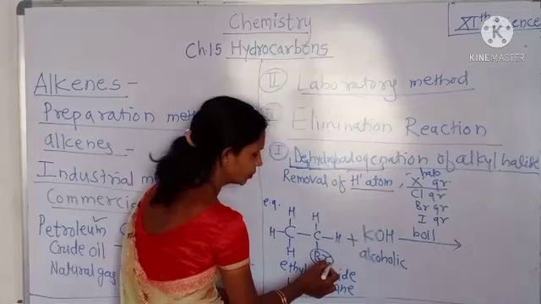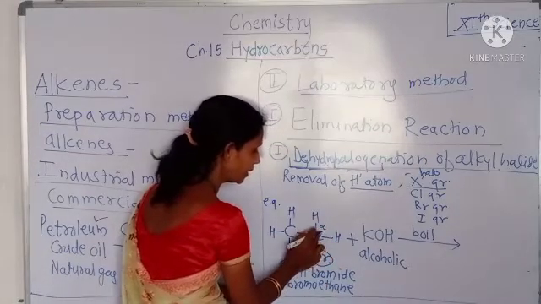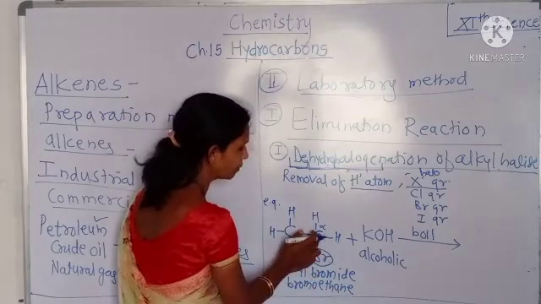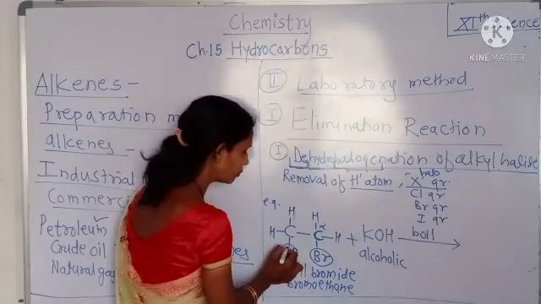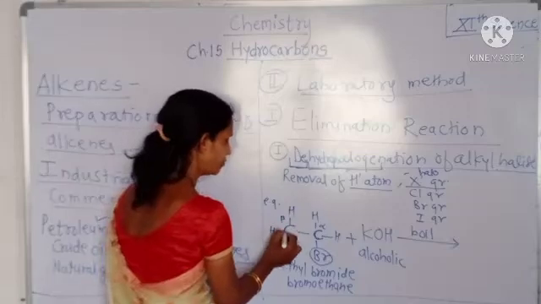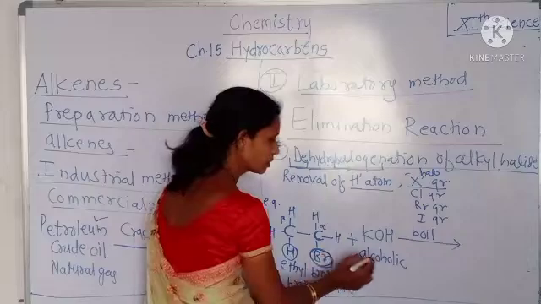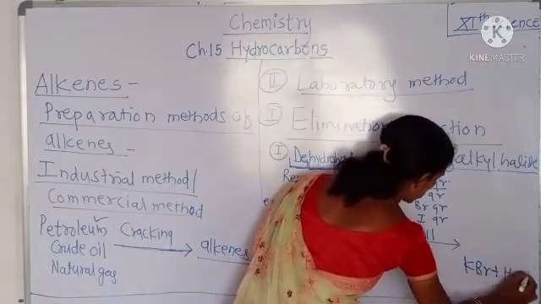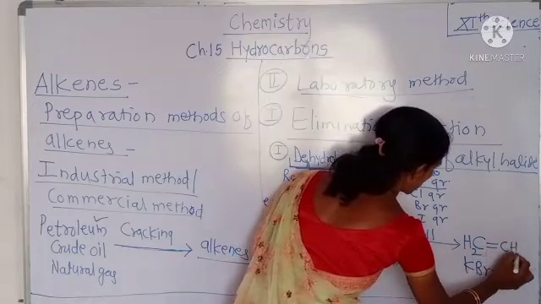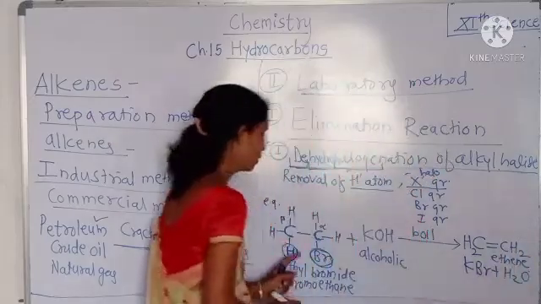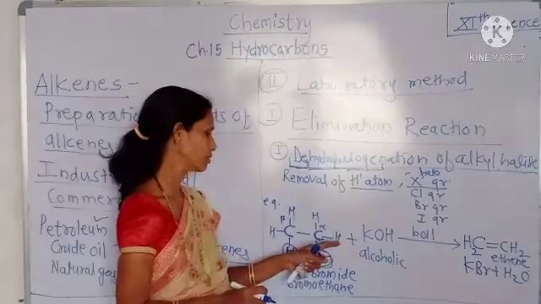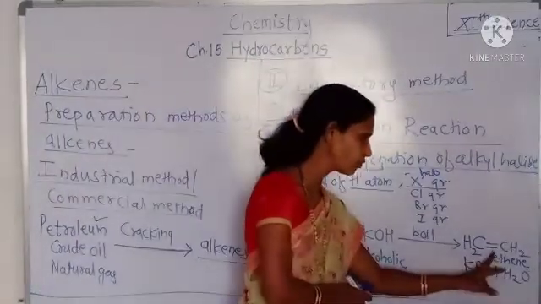The bromo group, the halo group of the alpha carbon atom. Alpha carbon atom is the carbon atom to which the functional group is attached. The halo group of the alpha carbon atom and the hydrogen atom of the adjacent, that means neighboring, carbon atom, that is the beta carbon atom, are removed to give KBr plus H2O with formation of the corresponding alkene, that is ethene. See here, that is the dehydrohalogenation of ethyl bromide, which gives the preparation of ethene.